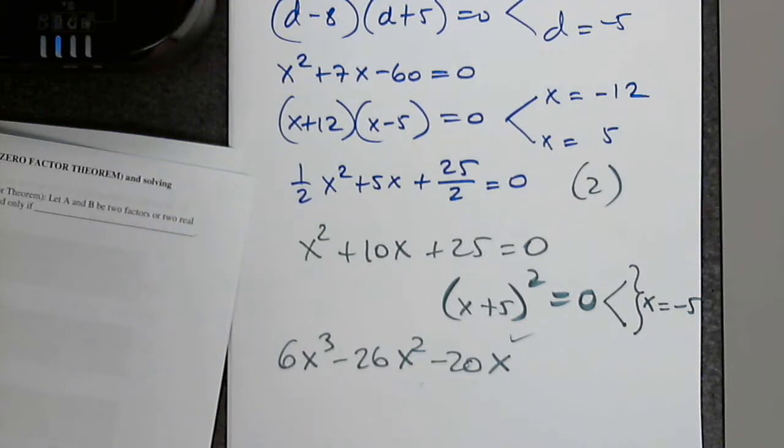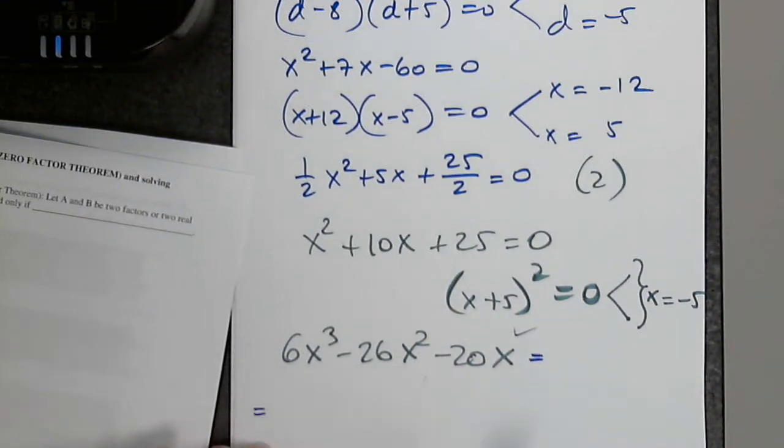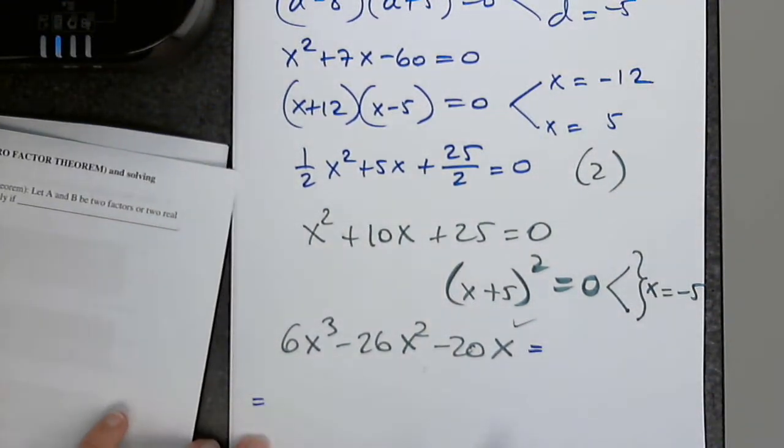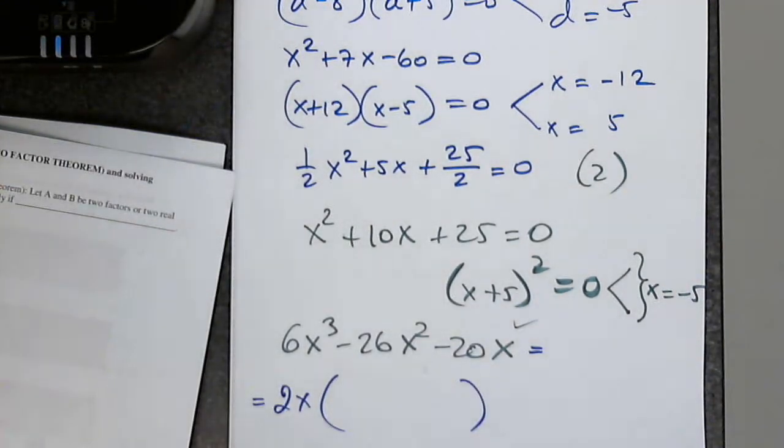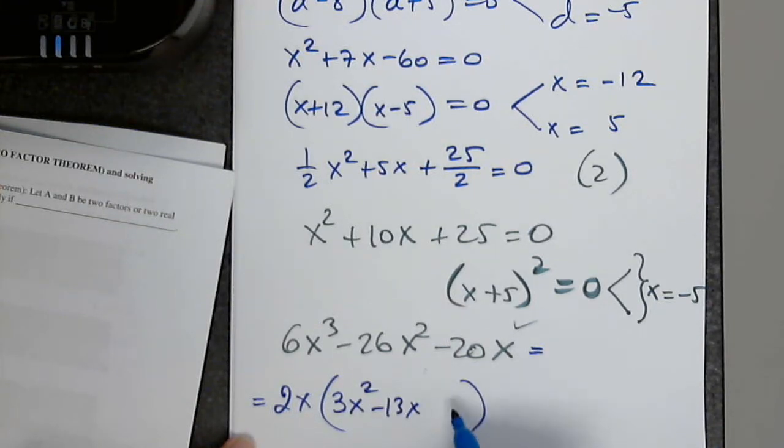It's in descending order. Greatest common factor. I always hope for a greatest common factor. Always. Because it will make my life so much easier. Very good. Excellent. What is left in parentheses? Perfect. 2x is the greatest common factor. What is left in parentheses? Well done. 3x squared, very good, minus 13x, very good, minus 10.